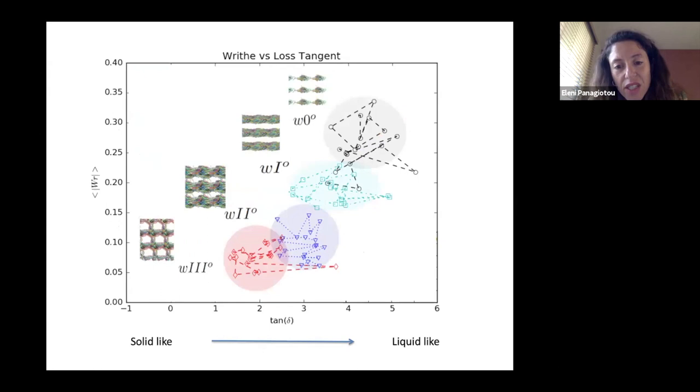And here is what we see for the writhe of these systems. These are the writhe for the longer simulations that we did, and the results for the systems are grouped together for each system. Overall, we see a trend for these particular configurations we started with, that the writhe seems to be increasing the more liquid-like the response of the material is.